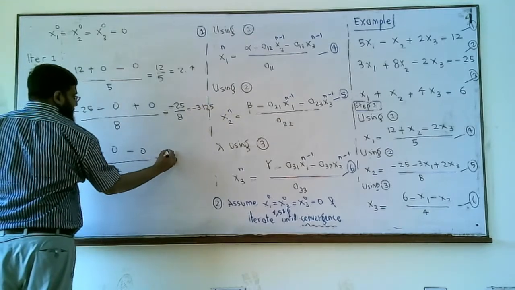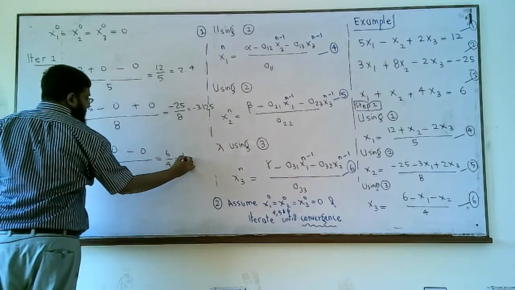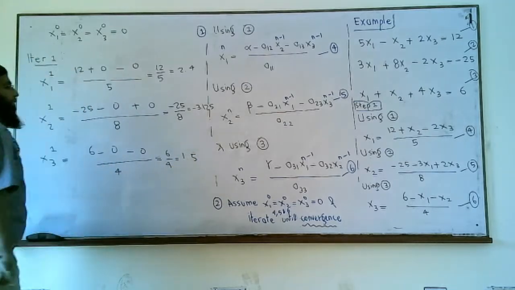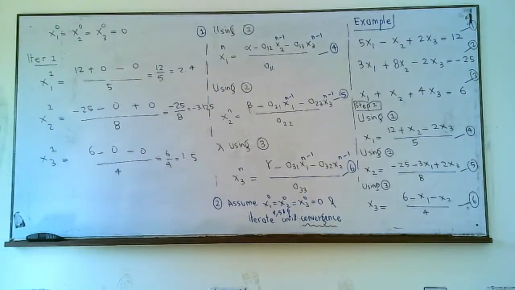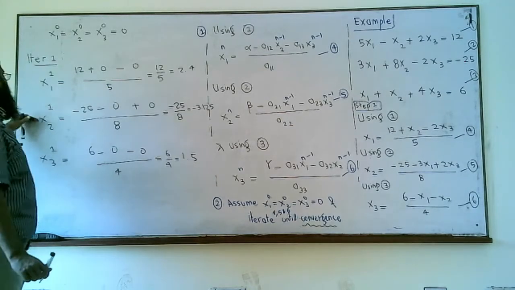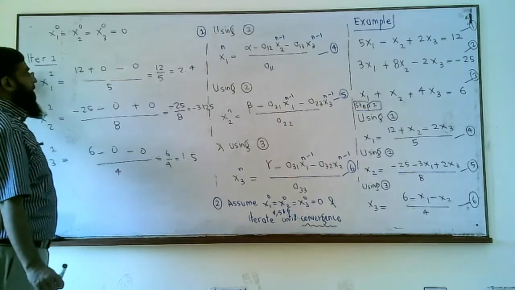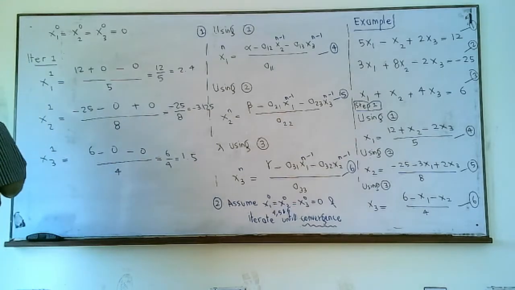6 divided by 4. 4 1s are 4. 24 5s are 20. Right. So we get these three values for x1, x2 and x3, x1, x2 and x3 after iteration number 1. Now we can perform one other iteration.